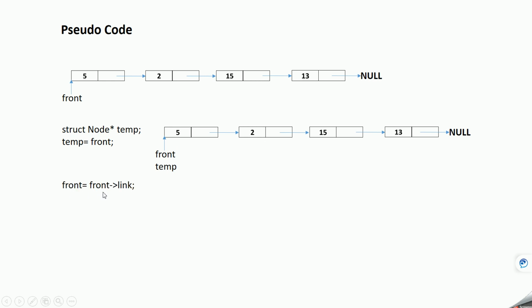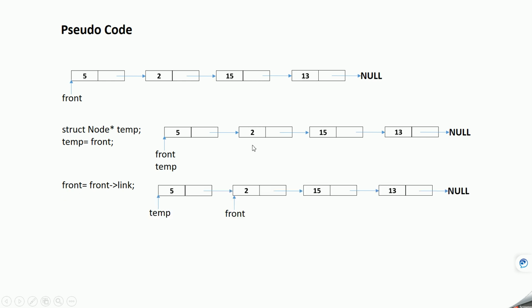We'll say front equal to front arrow link. Front is pointing here, and front link means this is the link part, that is, this node. So front link is nothing but this node, and we are assigning it to front. So now front will point here. After this line of code, the front will start pointing here.